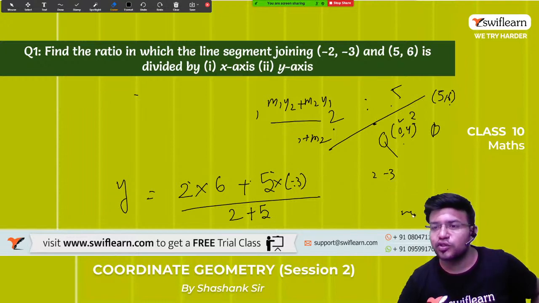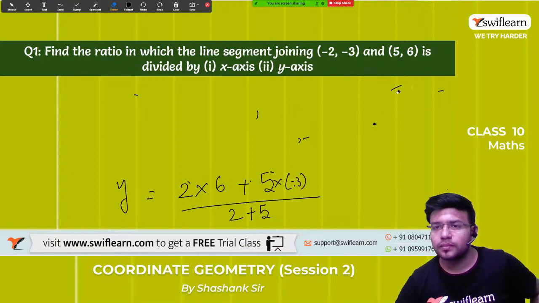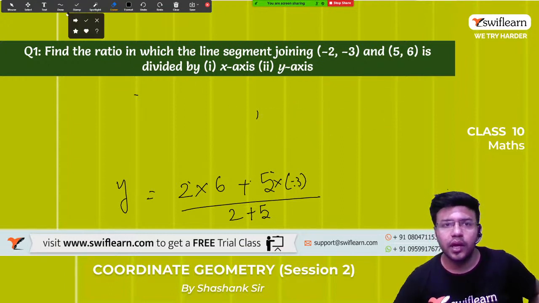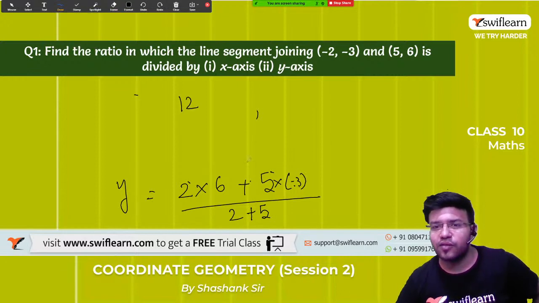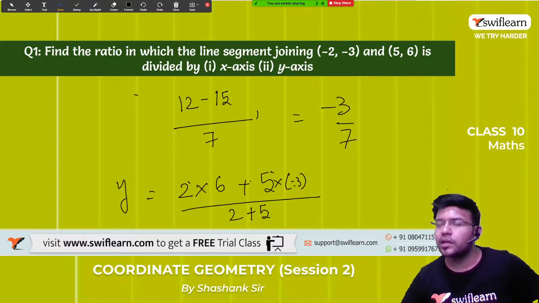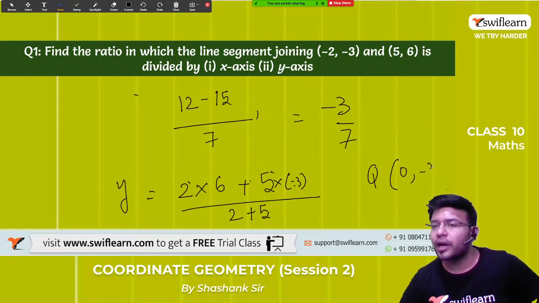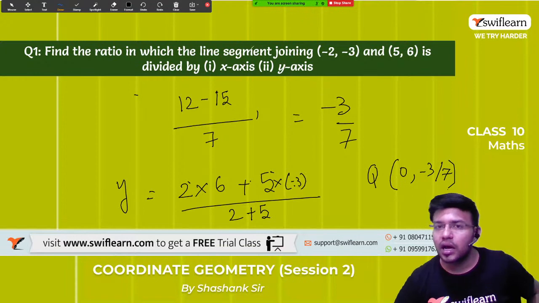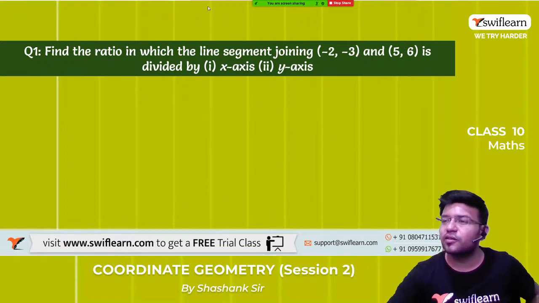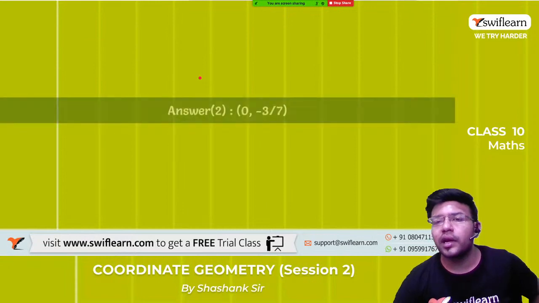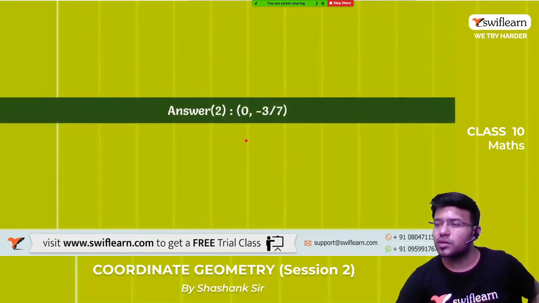Okay, so let us solve this and find the answer. 2 into 6 is 12, -3 into 5 is -15, and 2 plus 5 is 7. So -3 by 7. What is the y coordinate? The y coordinate is -3/7. So the coordinates of point Q on the y axis is (0, -3/7). This is our answer. Answer for what? Answer for the y coordinate.